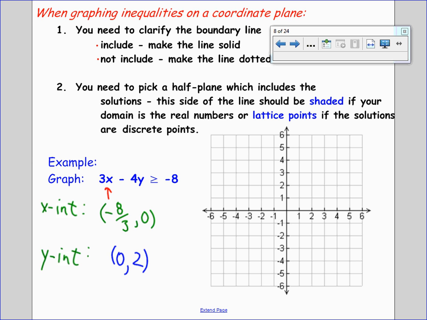Let's plot those on my xy coordinate plane. So I had -8/3, comma 0. That's -1, 2, and 2/3, right about here. And we had 0, comma 2 as my y-intercept.